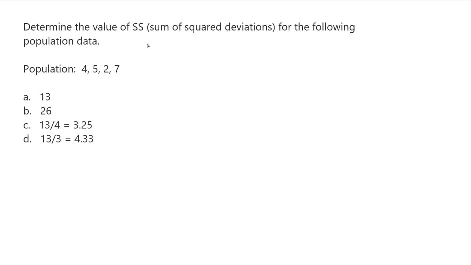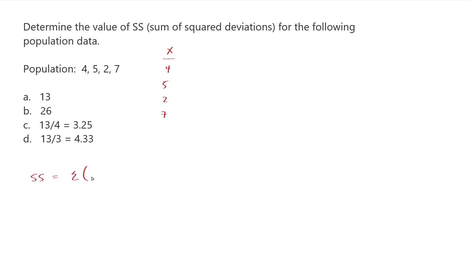Determine the value of the sum of squared deviations for the following population data. My data is 4, 5, 2, and 7. For the sum of squares, in this case I'm just going to use the definitional formula.